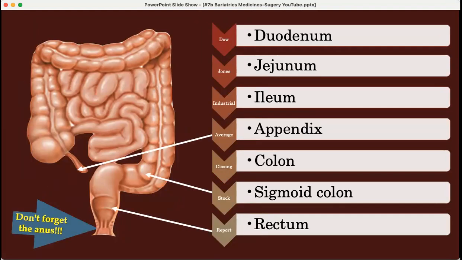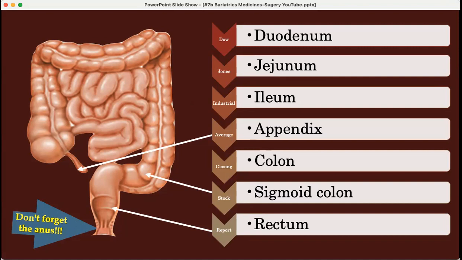Okay, so here's the segment of the entire bowel. Besides the small bowel, which is the duodenum, jejunum, and ileum, the large bowel includes the colon, the sigmoid colon, which looks like an S shape right here, sigmoid colon, and then the rectum. And the way to remember that is the Dow Jones Industrial Average Closing Stock Report. For those financiers in the audience.